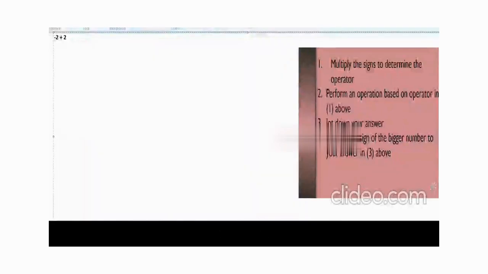Okay, welcome back. It's time to solve the exercises. The first one on the list is minus 2 plus 2. But before we go ahead to solve this one, I need you to turn your attention to the right corner of the screen.